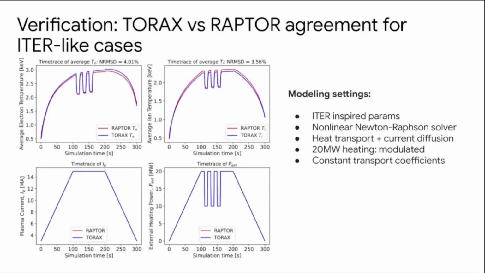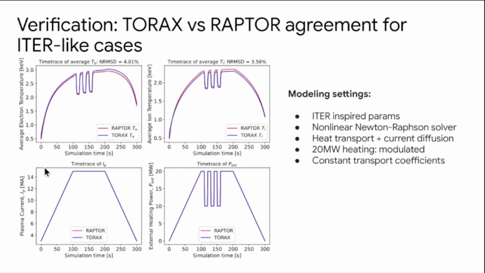So a little bit about verification. Our main point for comparison is RAPTOR, which is Federico Felici's code from 2011 onwards, which has really been the inspiration for differentiable simulation in tokamaks, sharing similar use cases. So we've been comparing to RAPTOR. This is for ITER-inspired parameters with the same nonlinear Newton-Raphson solver.